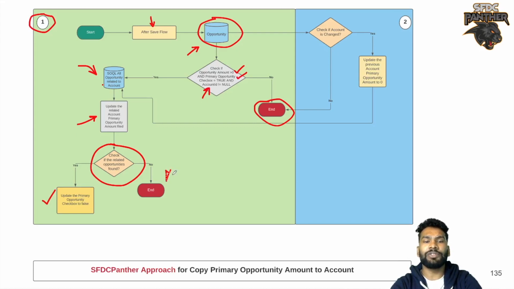Otherwise we are going to end the flow. So on a high level, create a flow, check for the initial conditions, query all the related opportunities, and filter based on account ID and opportunity ID. Update the related account, and then if there are existing related opportunities under that account, then update the related opportunities as well. So that's what we are going to do over here.